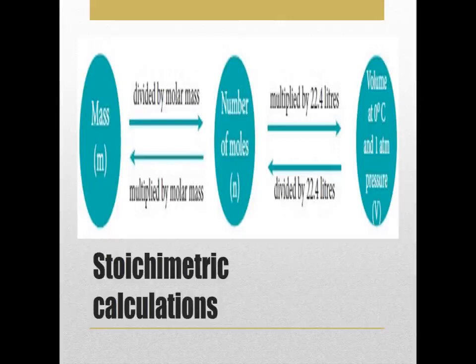Okay, have you understood? In the picture itself you can understand. Mass is divided by molar mass, we can get number of moles. Number of moles is multiplied by 22.4 liters, then we will get the volume. Volume is divided by 22.4 liters, then we will get number of moles. And n is multiplied by molar mass, we get mass, okay. This is the stoichiometric calculation, okay. To do stoichiometric calculation, this formula is used. So this method is used for deriving the sums, okay.